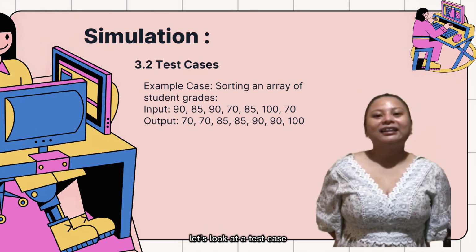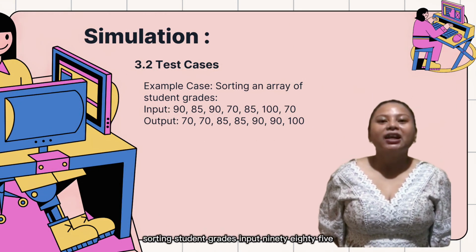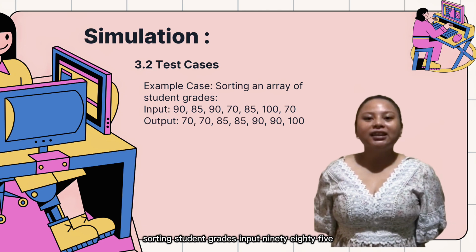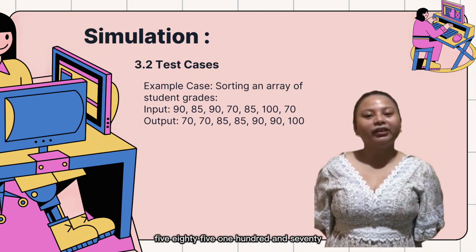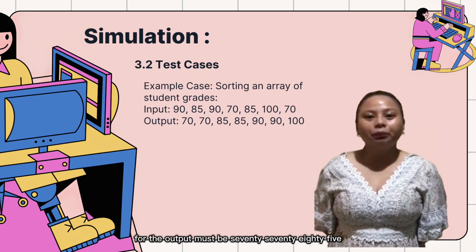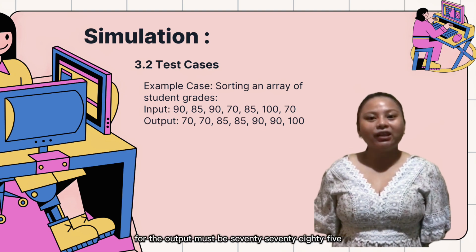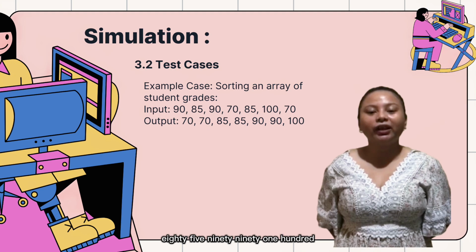Let's look at a test case. Sorting student grades, the input is 90, 85, 90, 75, 85, 100, and 70, where the output must be 70, 70, 85, 85, 90, 90, 100. And now, let's apply the counting algorithm to a real-world problem.